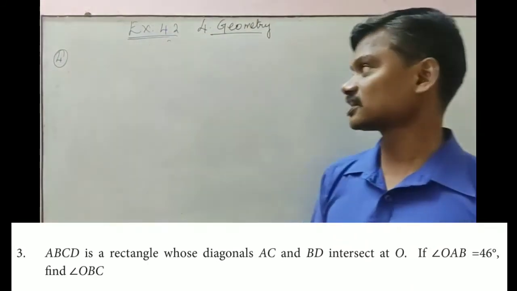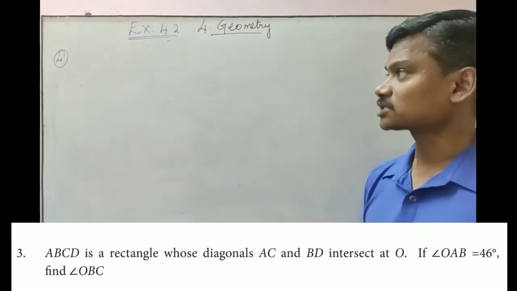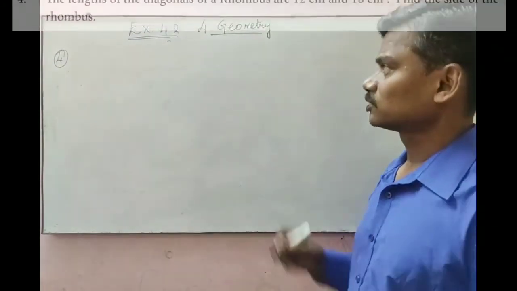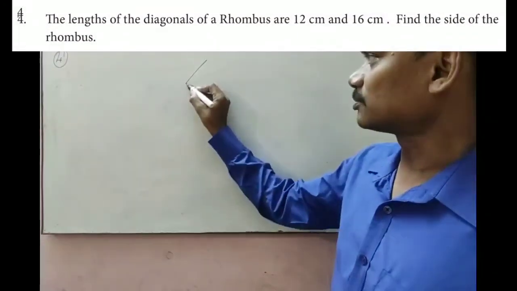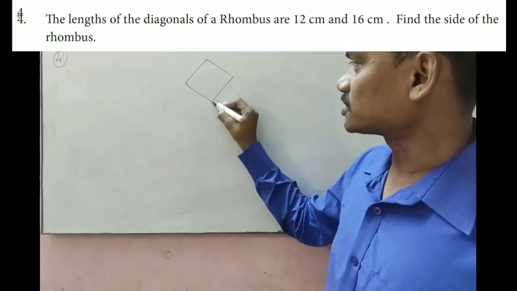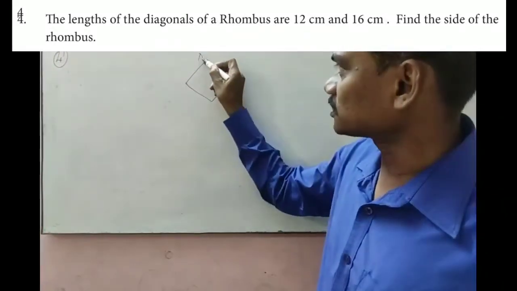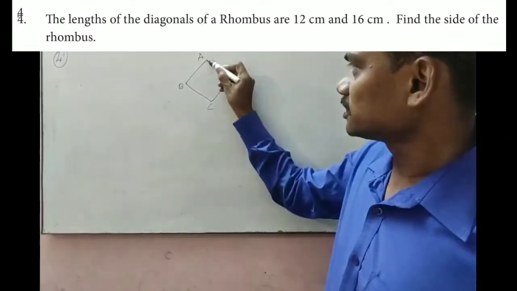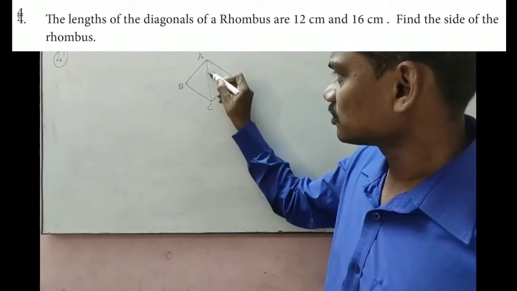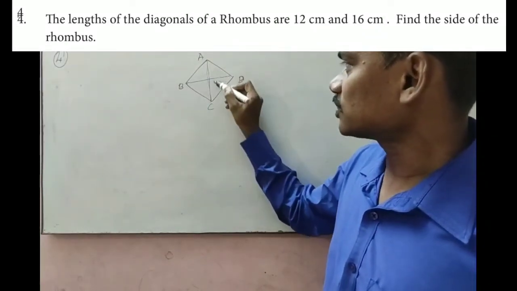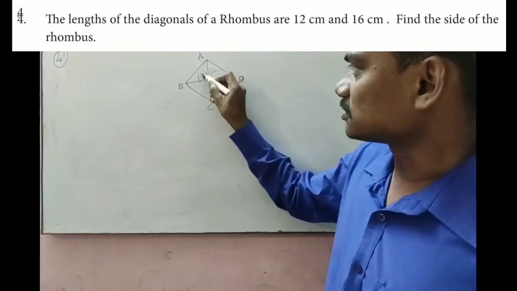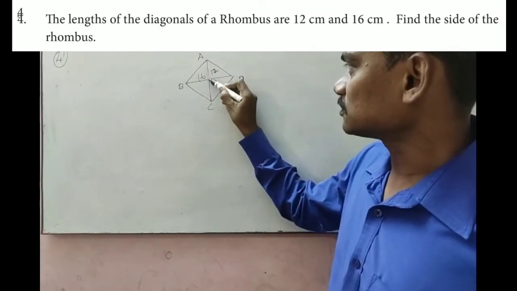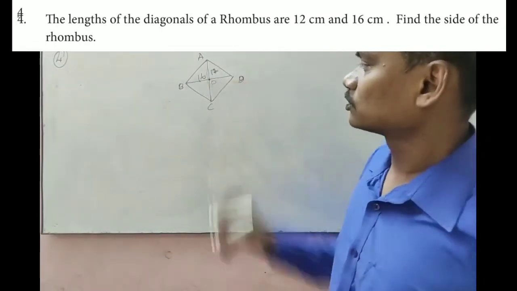Next, in the fourth sum, the length of the diagonals of a rhombus are 12 cm and 16 cm. Find the side of the rhombus. Okay, here I am going to draw a rhombus. In a rhombus, all sides are equal. We know that all sides are equal. Here ABCD is a rhombus. In this, the diagonals are given. One of the diagonals is 12, the other one is 16. If AC is equal to 12 and BD is equal to 16, those two intersect at O.